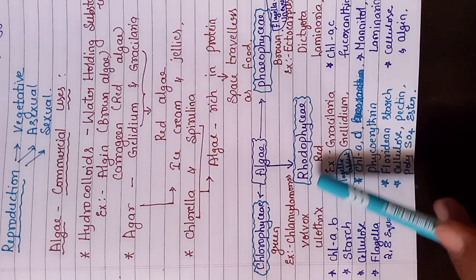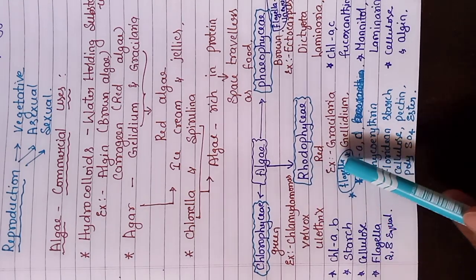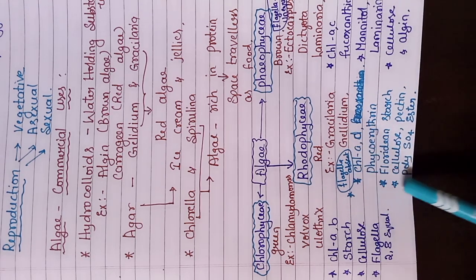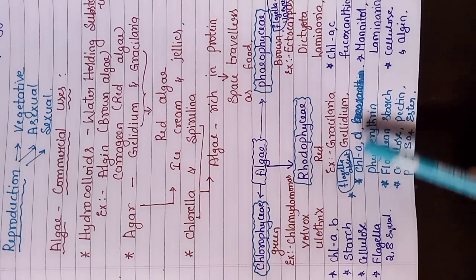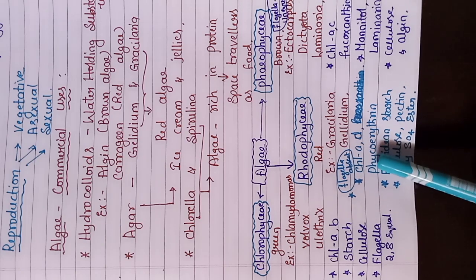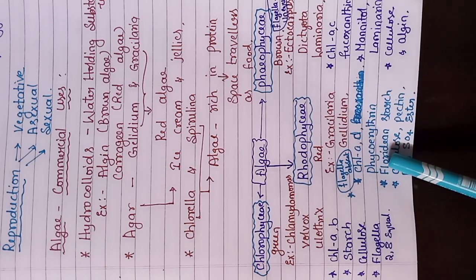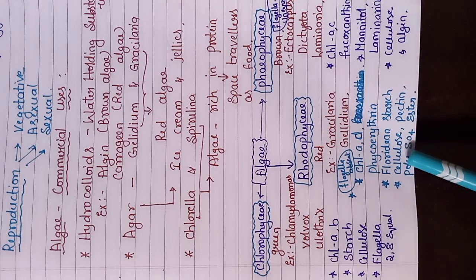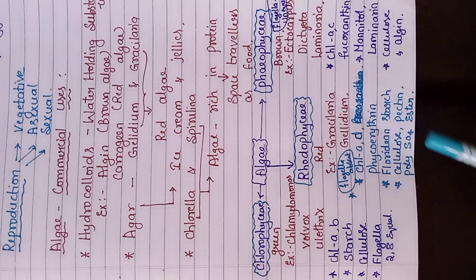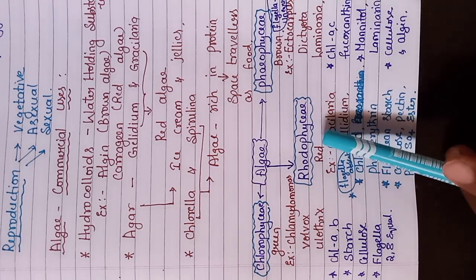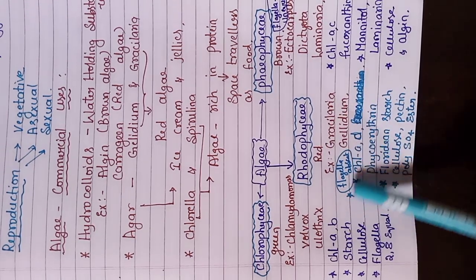In Rhodophyceae, red algae, examples Gracilaria, Gelidium. And remember these points: they have pigments chlorophyll A and D. In addition to that, phycoerythrin which is responsible for red color. The stored food is Floridean starch. And cell wall is made up of cellulose, pectin and polysulfate ester. In addition to that, Rhodophyceae, red algae, don't have flagella.